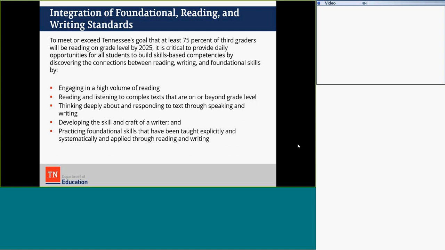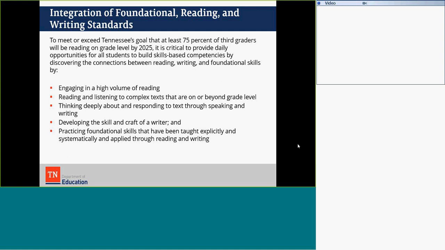So we're going to talk briefly about the integration of foundational reading and writing standards. To meet or exceed Tennessee's goal that at least 75% of third graders will be reading on grade level by 2025, it's critical to provide daily opportunities for all students to build skills-based competencies by discovering the connections between reading, writing, and foundational skills.